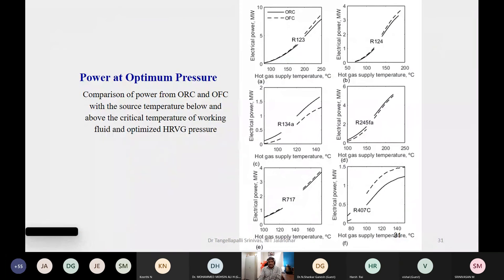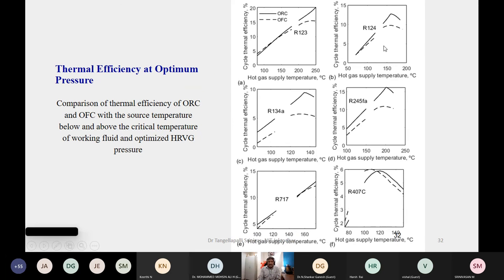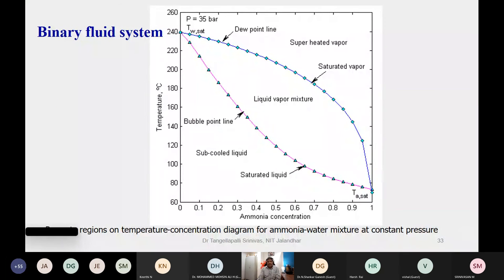Also, in the comparison of this OFC from the power generation point of view, it's fine. Only a few fluids like R134a and R245fa are failing for power augmentation because they demand more work input for the solution pump. That is the reason. But the remaining fluids under this consideration are proving to be better augmentation flashing options. But as I mentioned, we can't expect higher efficiency from this flash technology compared to the ORC. That's why we can't recommend it for fired systems or solar based systems.